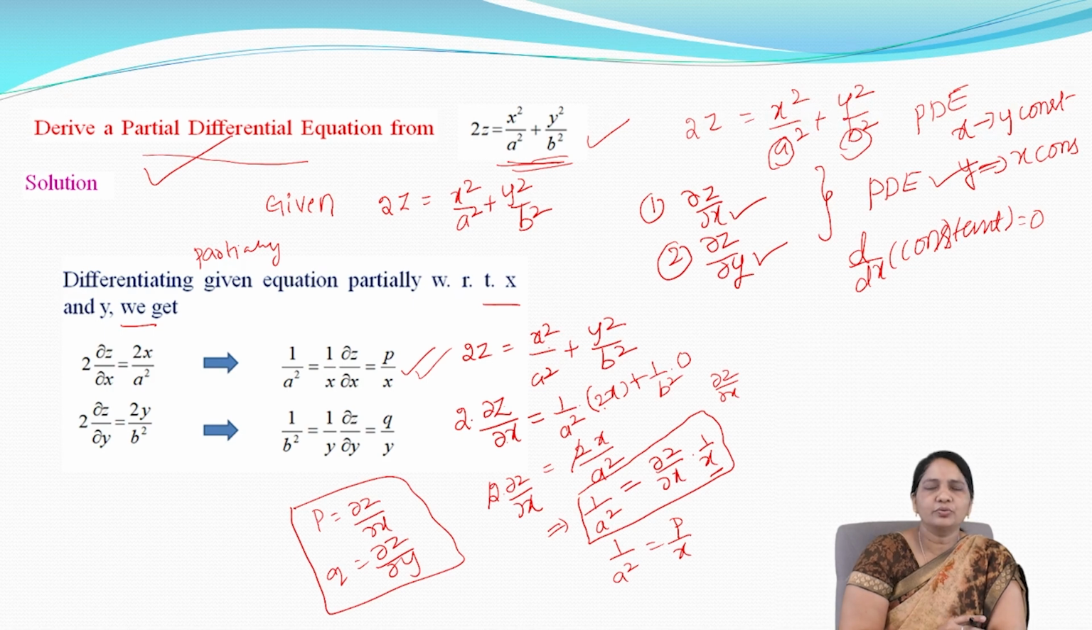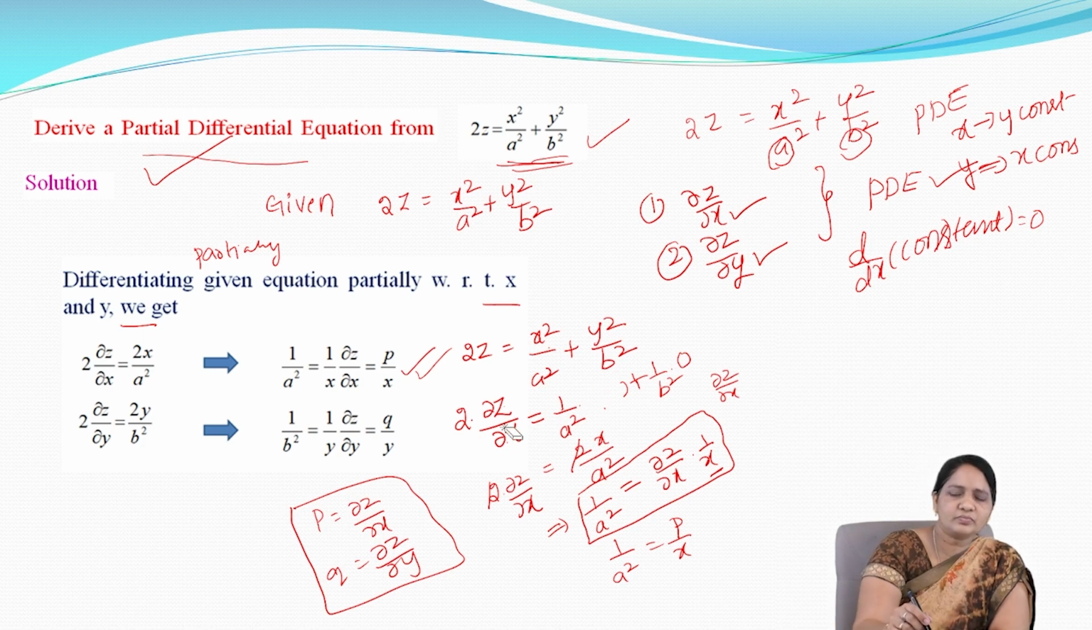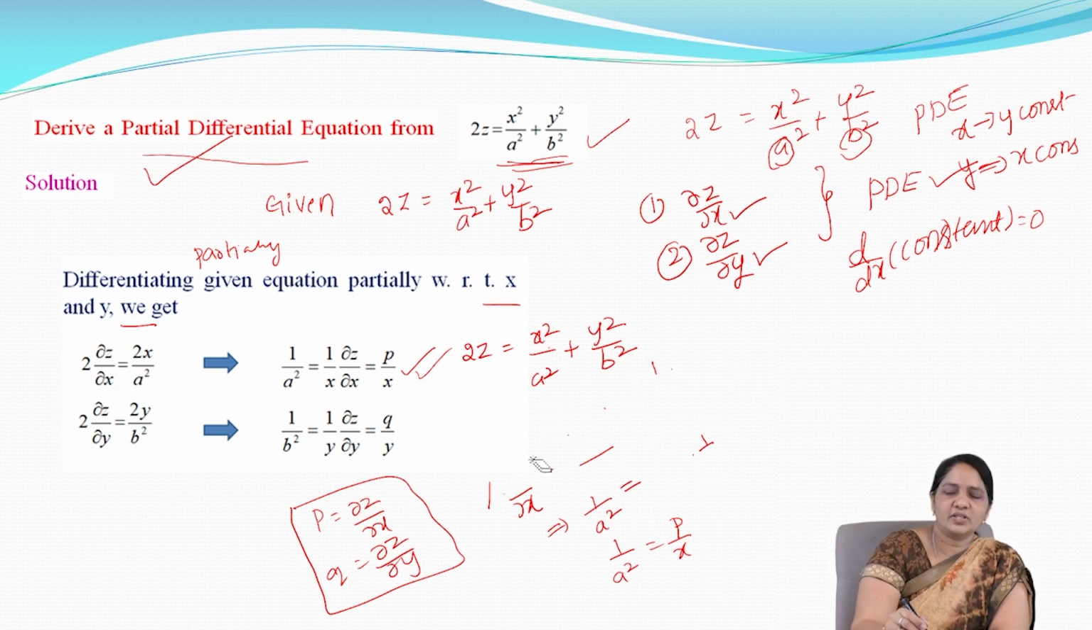Now I am going to do it with respect to y. What is the equation I am going to get? We can observe here. Up to now we completed the partial differentiation with respect to x, and we got the equation 1 by a square equal to p by x.